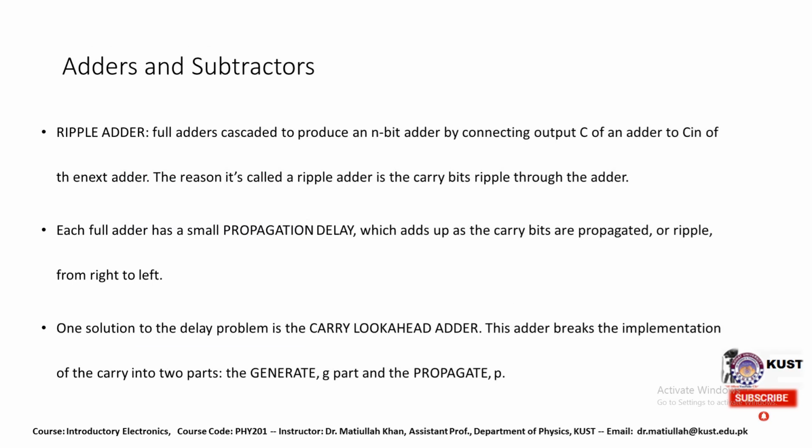So the reason it's called a ripple adder is that the carry bit ripples through the adder, because the carry could be obtained through the ripple adder. Each full adder has a small propagation delay, and that adds up as the carry bits are propagated or rippled from right to left.